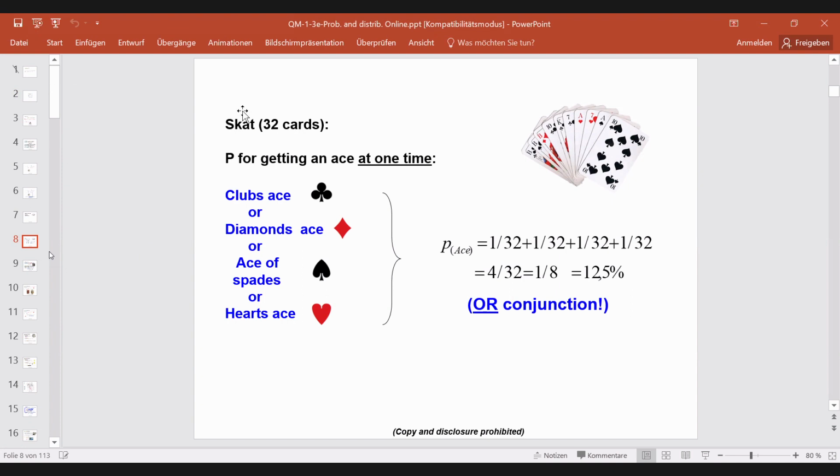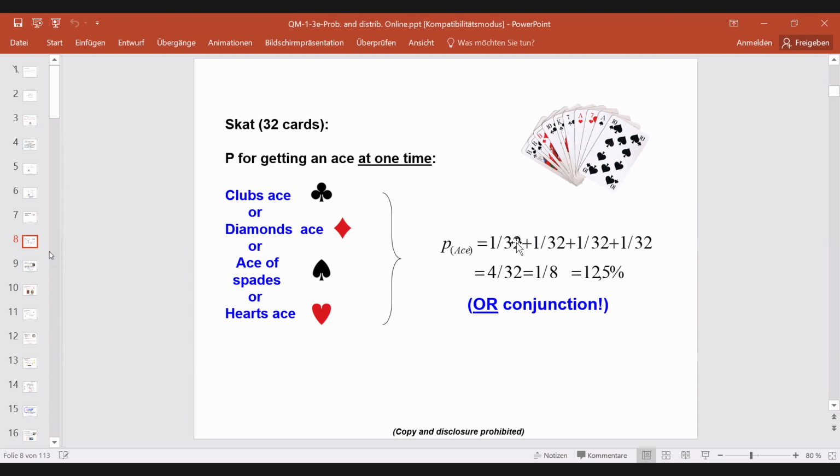In total we have 32 cards, and among these 32 cards there are 4 aces. There is a clubs ace, a diamonds ace, ace of spades, and the hearts ace. So we have 4 ace cards in the game. For getting 1 ace at one time, the probability to get the clubs ace is 1 to 32.